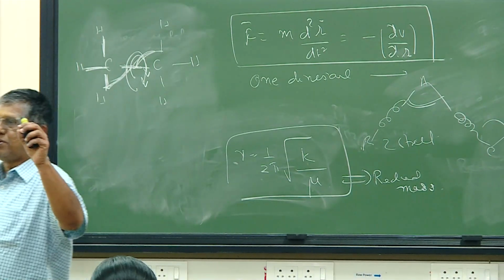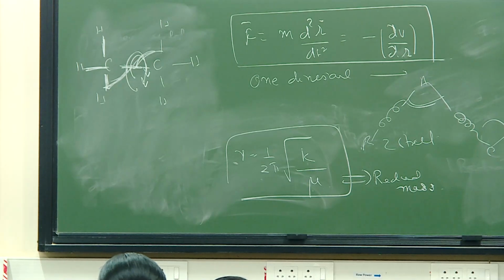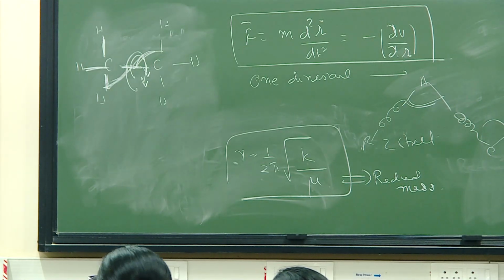Now you have two masses, and because you have a collective motion, it is not that m1 moves and m2 moves, they are not independently moving. The entire system behaves like one system which is moving. That is why you call it a reduced mass.